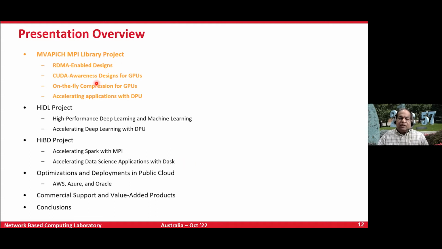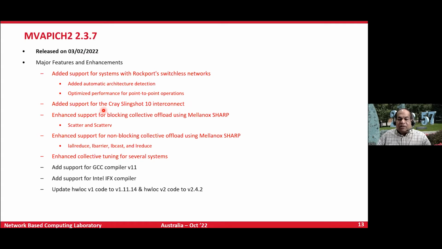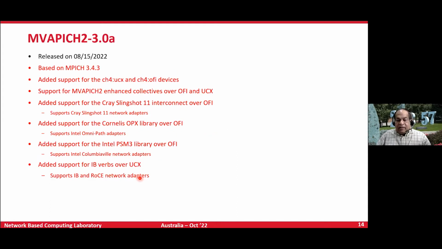So let me go into a little more detail on the MPI library project. Our latest stable release, which is stable, very high performance and very scalable, is the 2.3 series. We made this release in March. It brought newer support for Rockport networks, Slingshot 10 networks, and very tight integration with SHARP. And in August, we started a new series, the 3.x series.